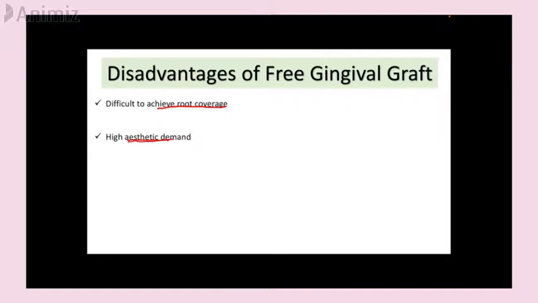The next disadvantage is that when the graft is used to cover large surfaces, the graft taken from the donor site is also large, and it can be uncomfortable for the patient in the donor area. And there can be slow healing of the donor site.